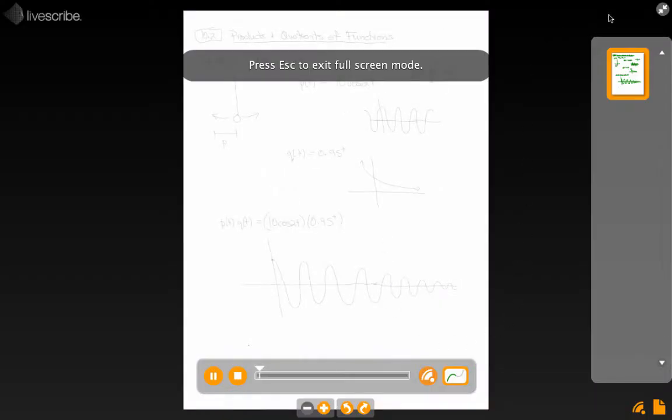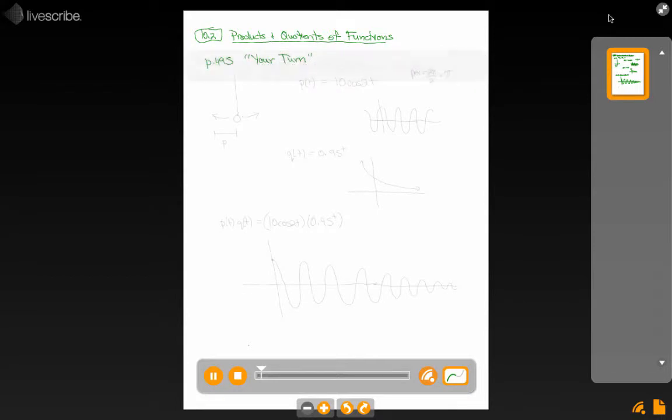This example comes out of section 10.2, products and quotients of functions. Again, this is from the word problem section, so rather than write out the big word problem, I just want to refer you to page 495, your turn. They talk about a pendulum, so hopefully you know what a pendulum is, kind of a mass hanging from a string, and it's swinging side to side.